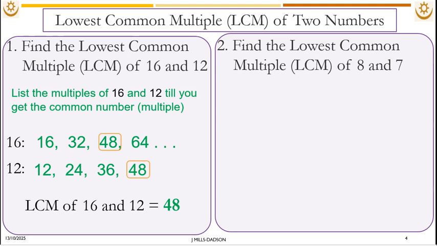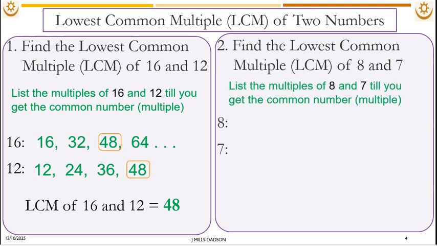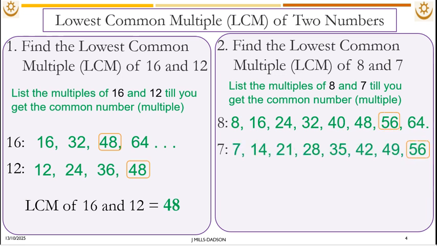Okay, I hope you've done it. Let's see what you have. So we're going to list the multiples of 8 and 7 till we get the first common number. 8, 16, 24, 32, 40, 48, 56, and 64. Let's do the same for 7. And when you carry on, you realize that 56 is the first number that you see. Therefore, we say 56 is the least common multiple of 8 and 7.